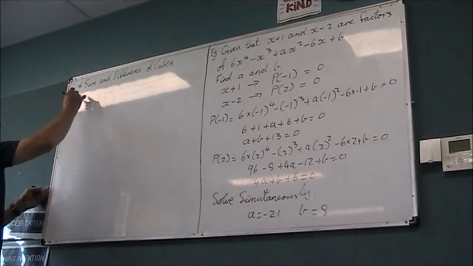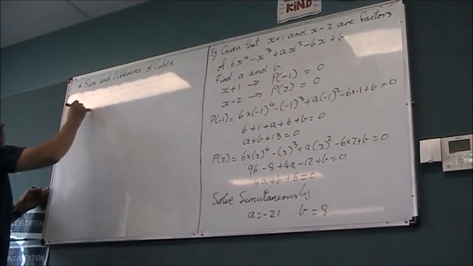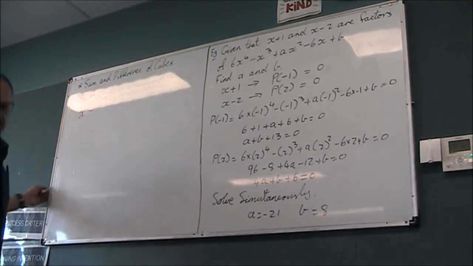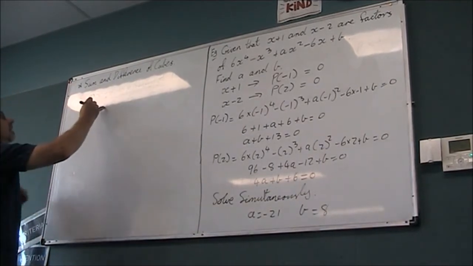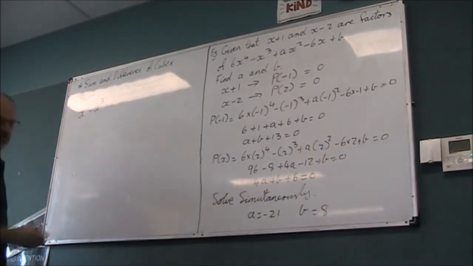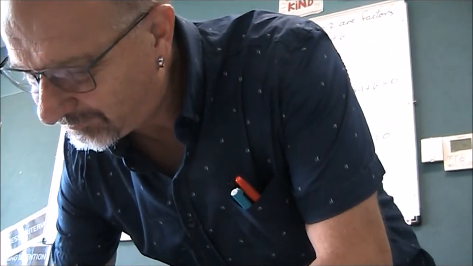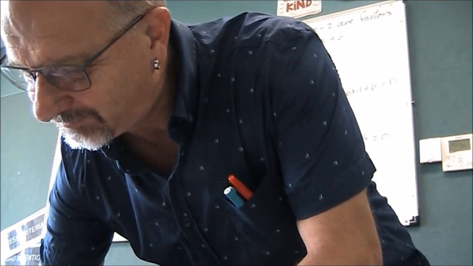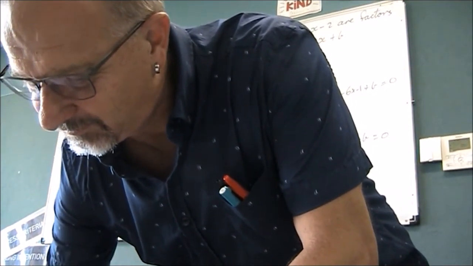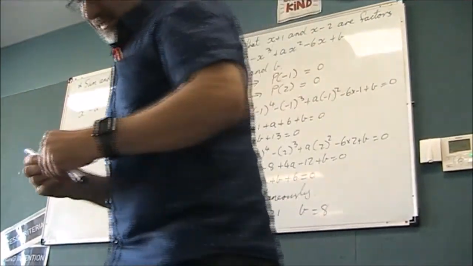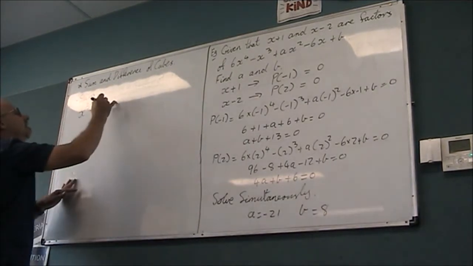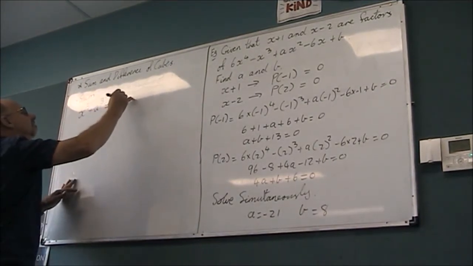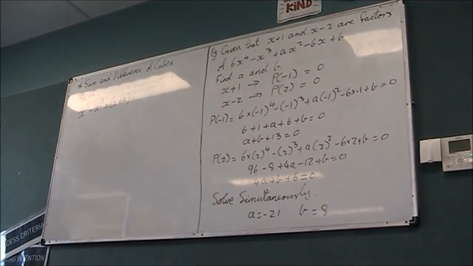So for a sum, if you have x cubed plus a cubed, then there is a pattern, and the pattern is this. One of your factors is x plus a.